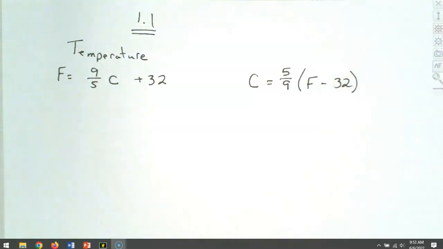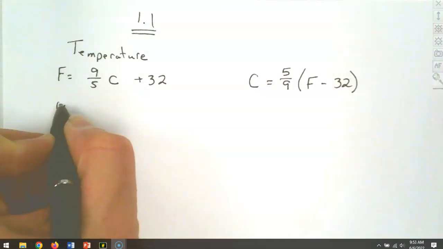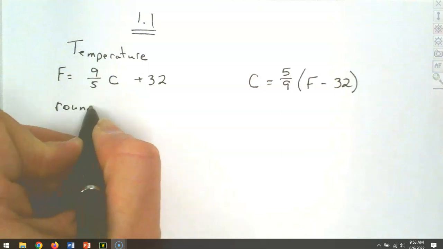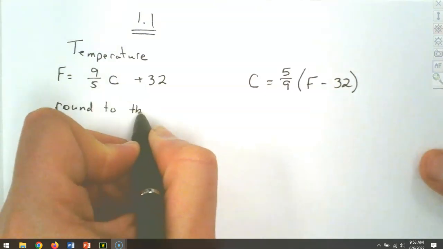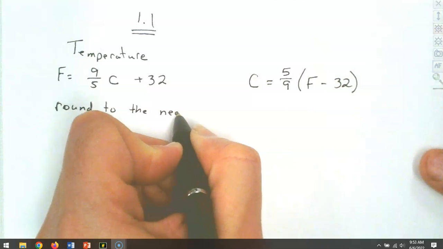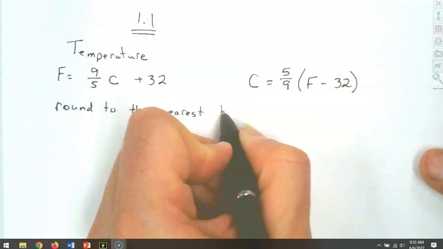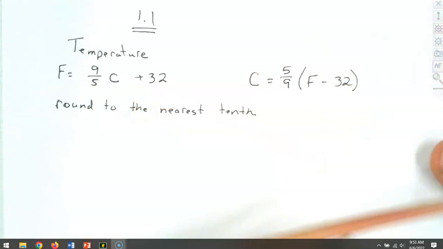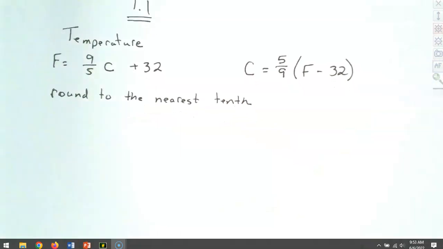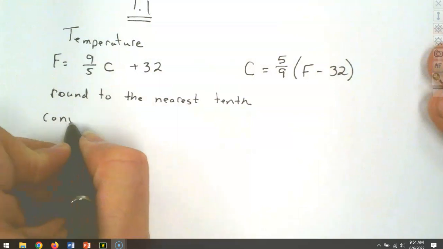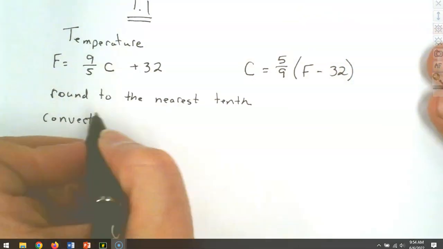And when we work with the temperatures, we're going to be using a decimal. So we're going to be rounding to the nearest tenth of a degree. And we're going to be converting from Fahrenheit to Celsius or Celsius to Fahrenheit. So it's round to the nearest tenth. And let's go ahead and convert.